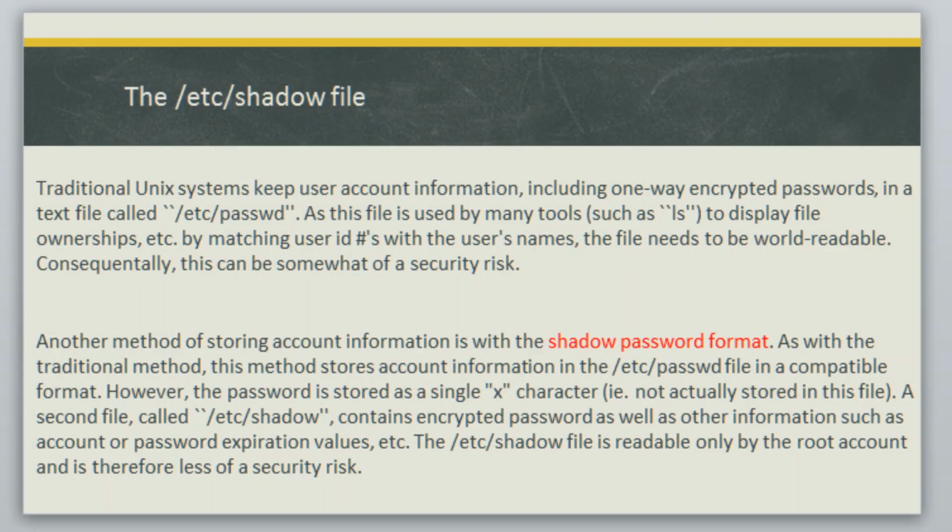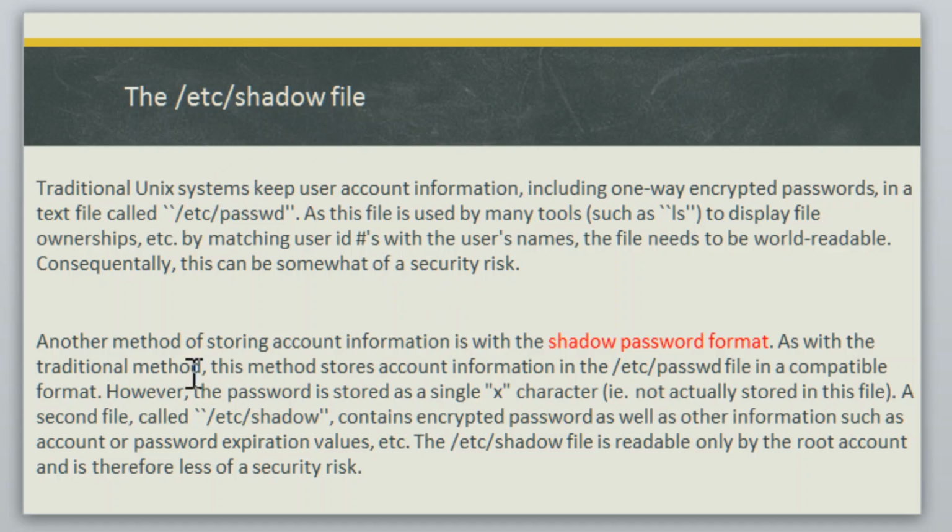So let's take a look at our next file, which is going to be the /etc/shadow file. Traditional Unix systems keep user account information, including a one-way encrypted password, in a text file called /etc/passwd, which is the file we looked at. Since this file is used by many tools such as ls to display file ownerships, by matching user ID numbers with the user's name, the file needs to be world readable. However, this is kind of a security risk. If we're storing our passwords in a world-readable file, then anyone on the system can see the passwords.